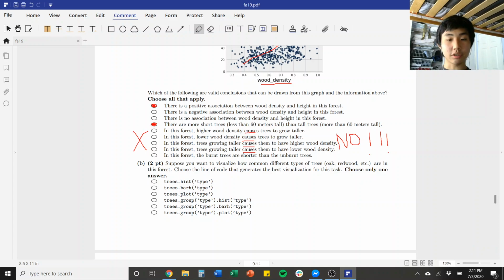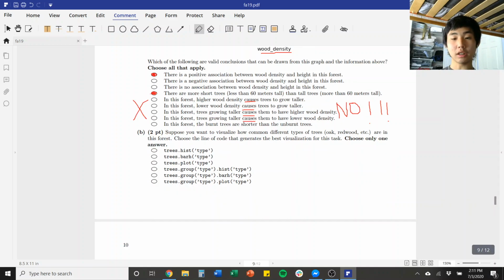Then it says, suppose you want to visualize how common different types of trees are in the forest. Which line of code generates the best visualization? First we have to think about what type of graph we want to do. We're comparing 2 variables, the type of tree and the number of trees there are, because how common indicates how many are there. So we have one numerical variable and one categorical variable. And the best way to visualize that is with a bar graph.